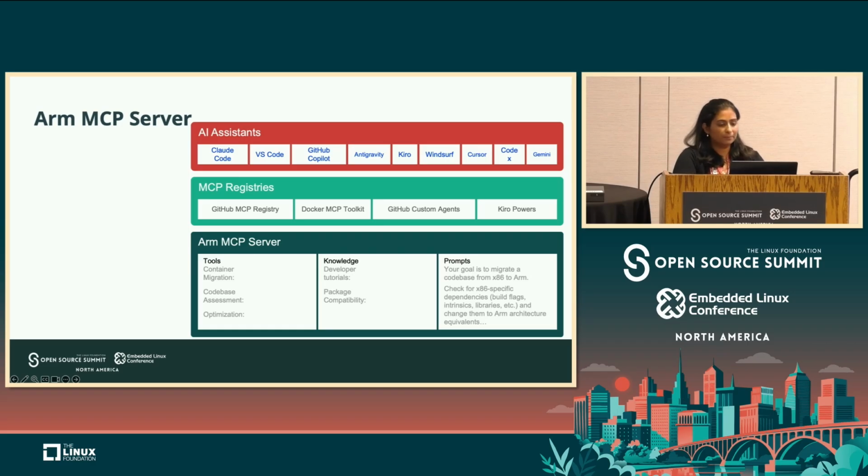What's inside the ARM MCP server? We have specialized tools, like I said, for checking if a Docker image is compatible on an ARM architecture or not. We have a knowledge base, which is coming from our ARM learning path. And then we also provide prompts to help developers architect on ARM architecture, migrate, or help optimize the entire code base for ARM.